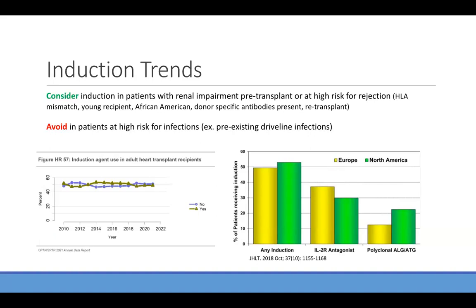Our second graph is from 2018, and this is showing the differences between the percent of patients receiving induction, either any induction, IL-2 antagonist, or the polyclonal anti-thymoglobulin, between Europe and North America. If you see in the yellow, that's what Europe is using.